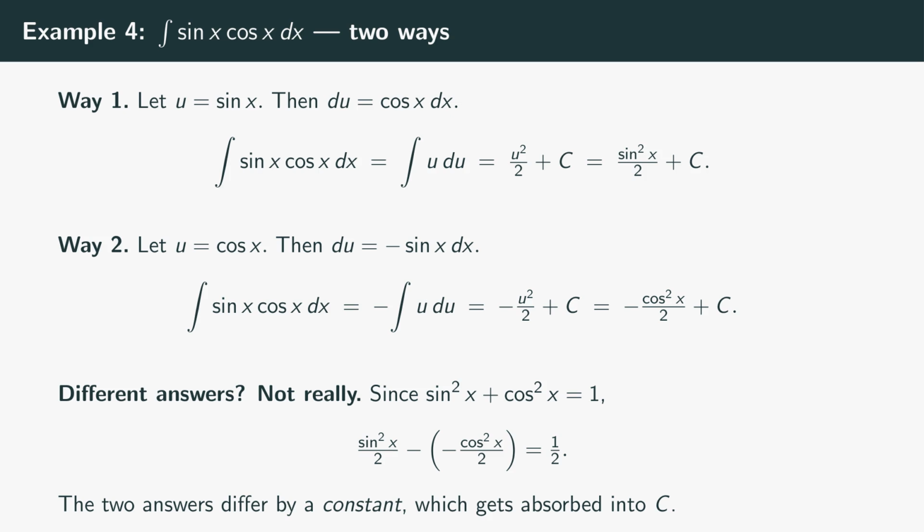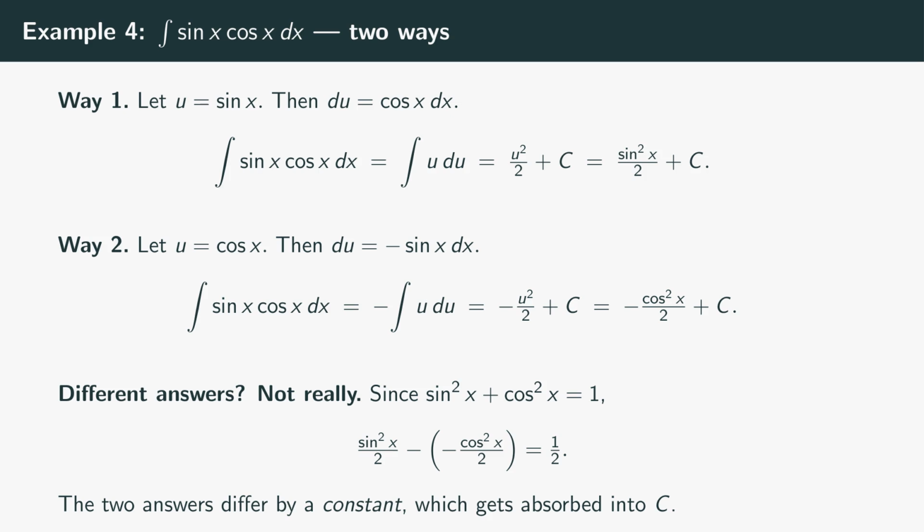Back substitute: sine squared x over 2 plus c. Way 2, let u equals cosine x. Then du equals minus sine x dx, so sine x dx equals minus du. The integral becomes minus the integral of u du, which is minus u squared over 2 plus c. Back substitute: minus cosine squared x over 2 plus c. We got two different looking answers, sine squared x over 2 and minus cosine squared x over 2. Did one of us make a mistake?